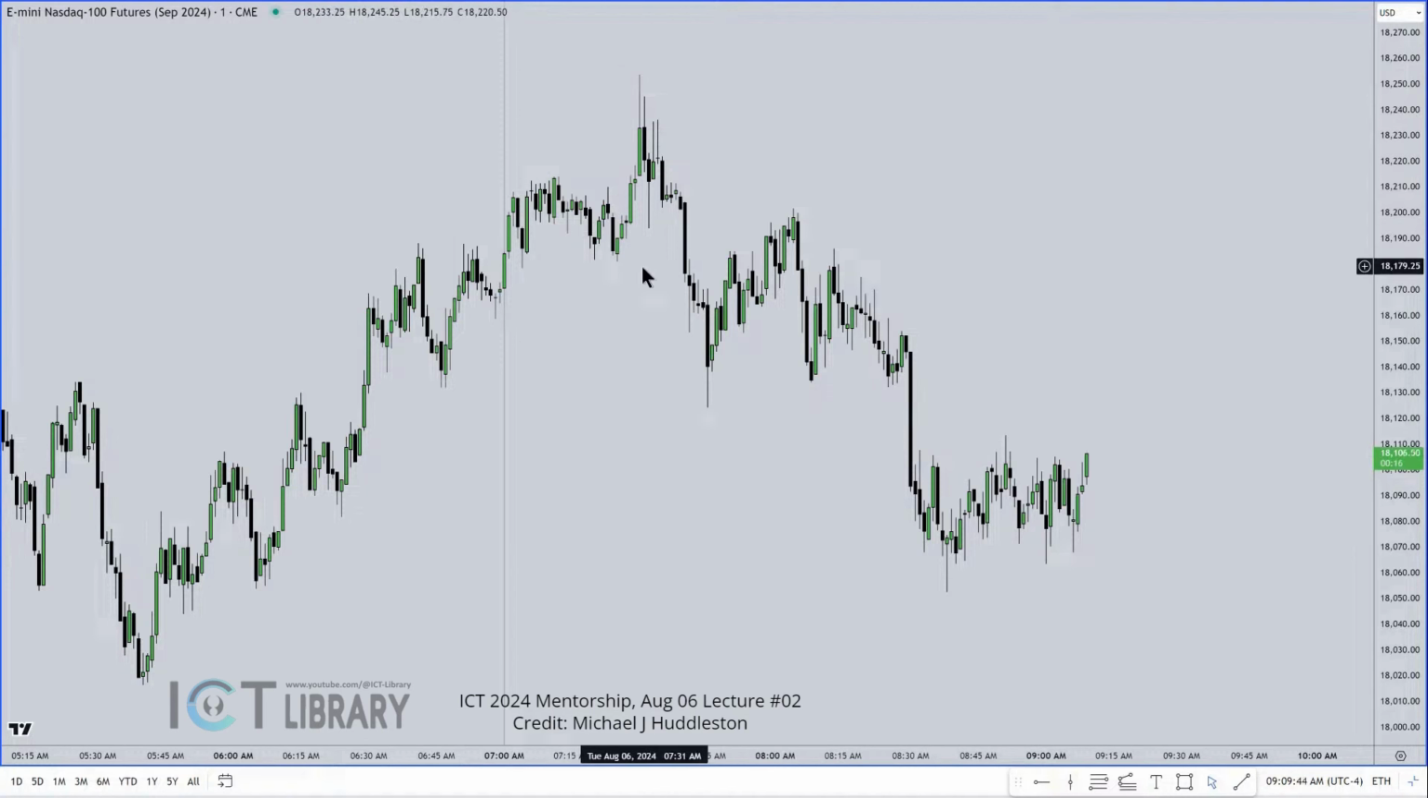So what we're doing is we want to see it make an attempt to run out some kind of a relative equal low. That's what you start with. It doesn't mean you're right. It doesn't mean it's going to pan out. It's just that's what you start with.